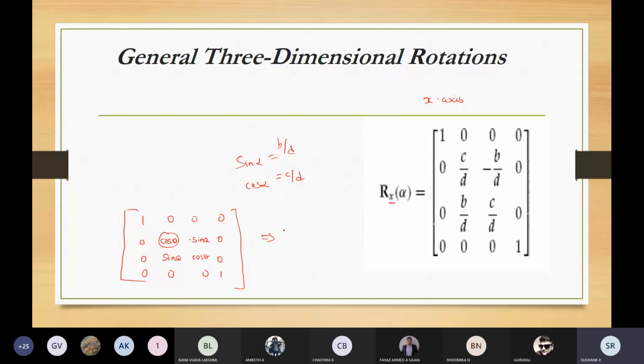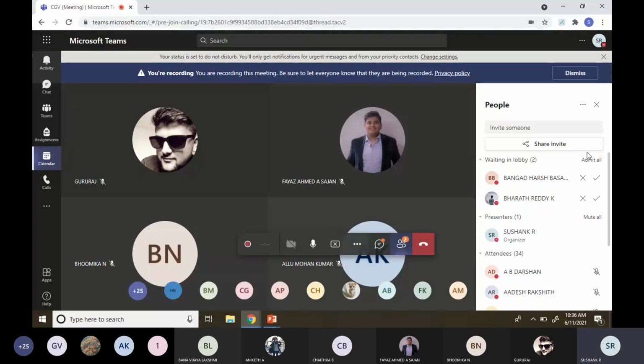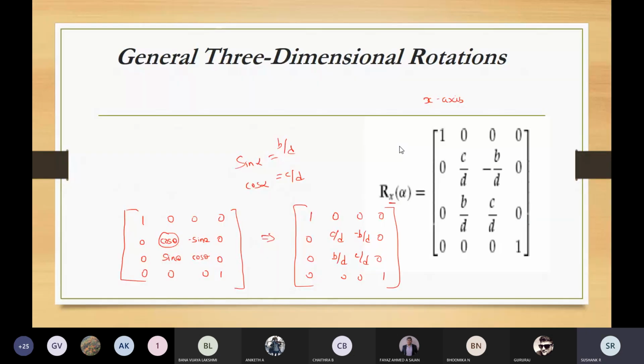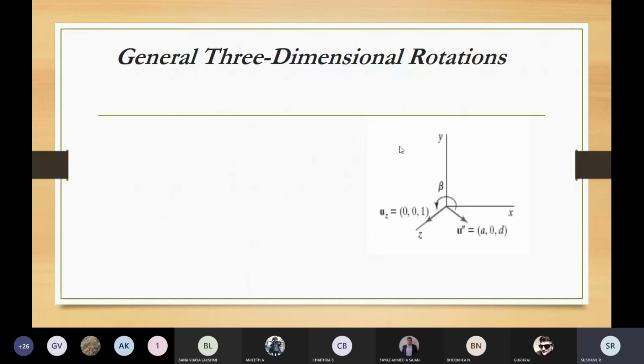You'll get this matrix in terms of b and c. Cos theta is there, I'm substituting c by d. Sin theta is there, I'm substituting minus b by d. So in this way you are getting the matrix in terms of c and d, and the same way for the other rotation.